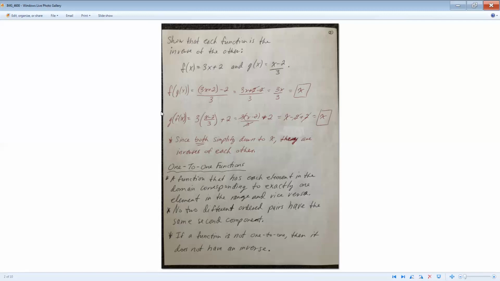And the reason why this is important is because if the function is not one-to-one, then it does not have an inverse. So that's the first thing that we have to check for. Is our function one-to-one? If it is one-to-one, then great, we can go ahead and find the inverse. If it's not one-to-one, it does not have an inverse.